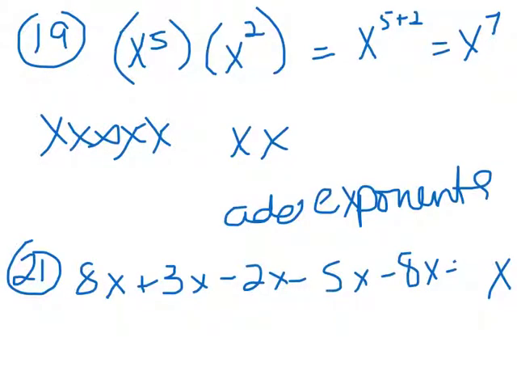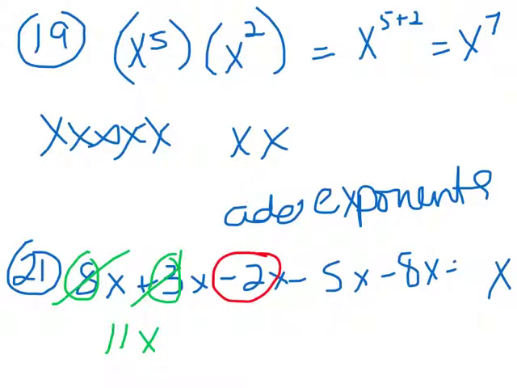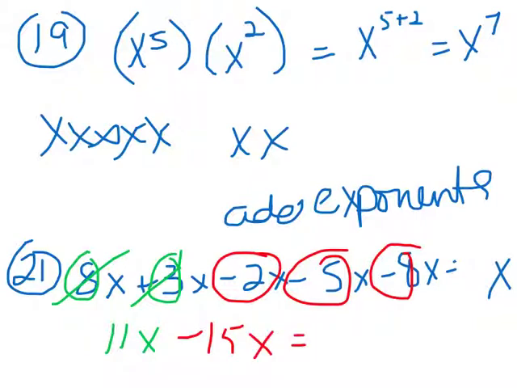So let me count the positives first. 8 and 3 make 11. So I got 11x for the positives. And I got a bunch of negatives. -2 and -5 is -7. -7 and -8 is -15x's. What's 11x minus 15x? Wouldn't it be 15 minus 11 is 4 in front of the x, but there were more negatives, so I'm going to put a negative out in front of it. Is that what y'all got?